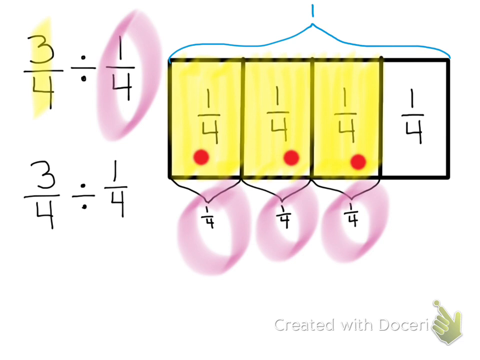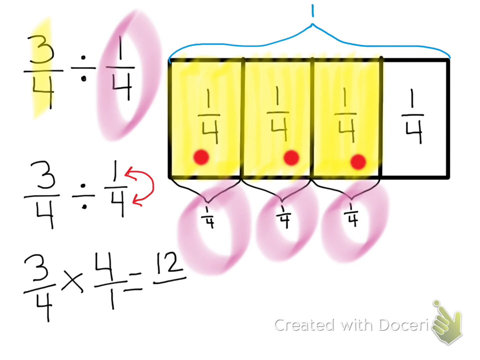3/4 divided by 1/4, I'm going to turn my division into multiplication. The first number will stay the same. Division to multiplication, we write the reciprocal of 1/4, which is 4/1. Last time I did cross multiplication, this time I'll multiply and then reduce. So 3 times 4 is 12. 4 times 1 is 4.